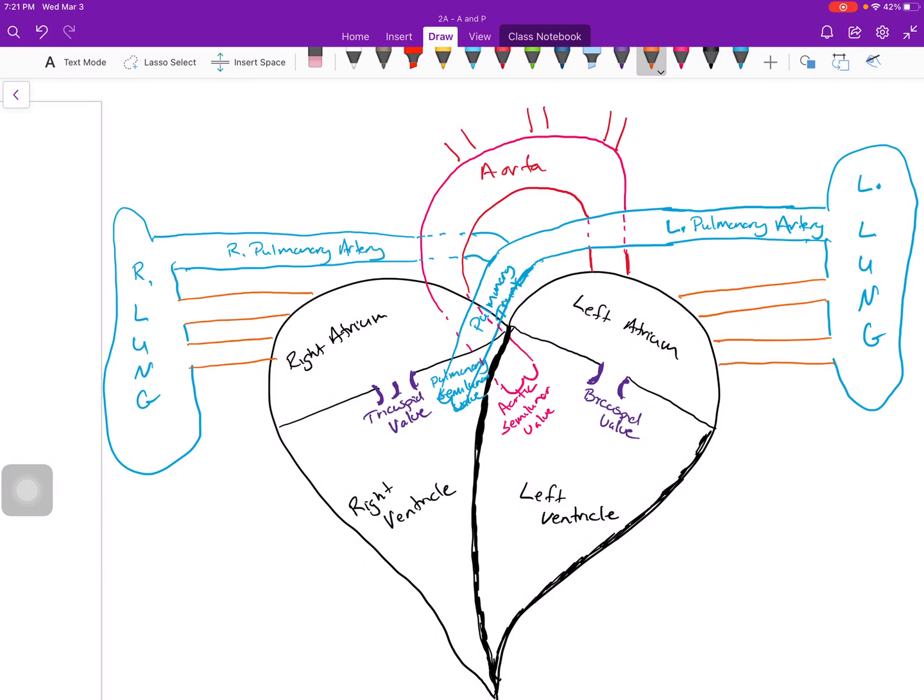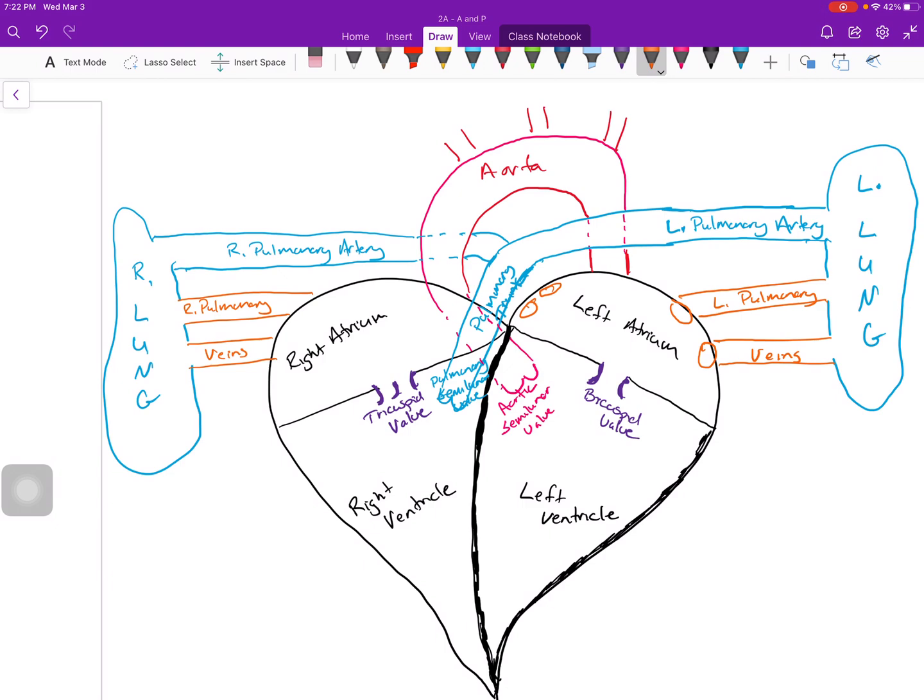Now, where they enter the left atrium, I'll make it a little bit three-dimensional right there where they enter. And so these would enter right here and right here. So these are my right pulmonary veins. And I have two on the right, and then I have my left pulmonary veins. And that's bringing blood back to the left side of the heart.